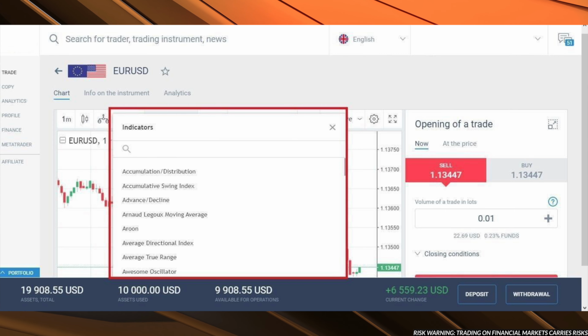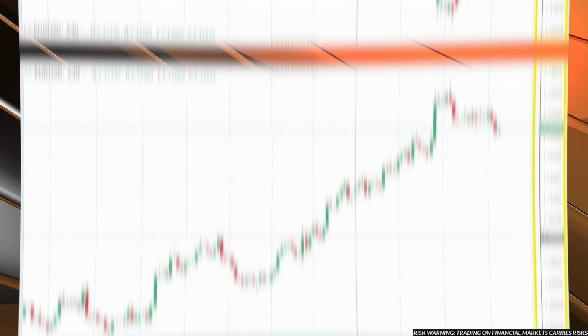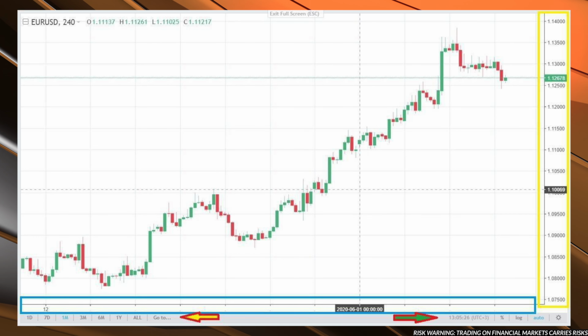Now let's look at the components of the chart. So first we have the price scale and time scale. The yellow box in the price scale displays the EUR/USD currency pair quote. The current market price on the screenshot is 1.12678, which is highlighted with green. It means that you can buy 100,000 euros for 112,678 US dollars right now.